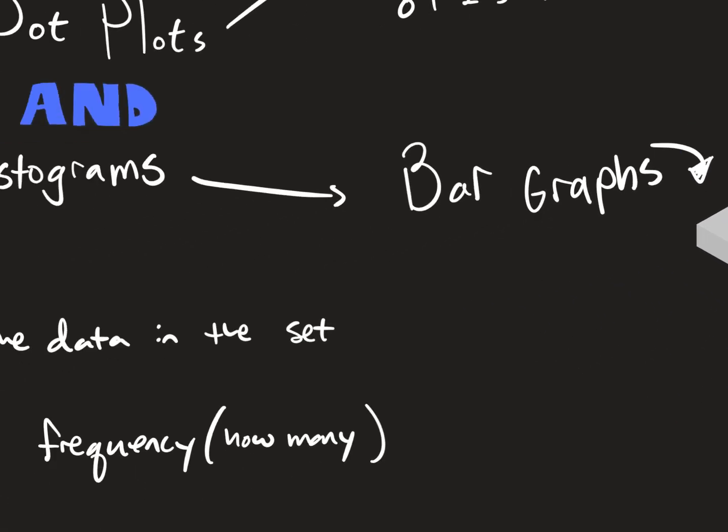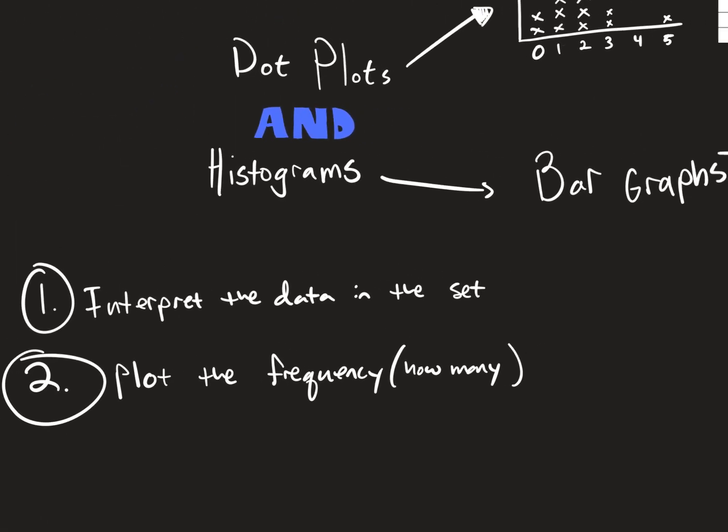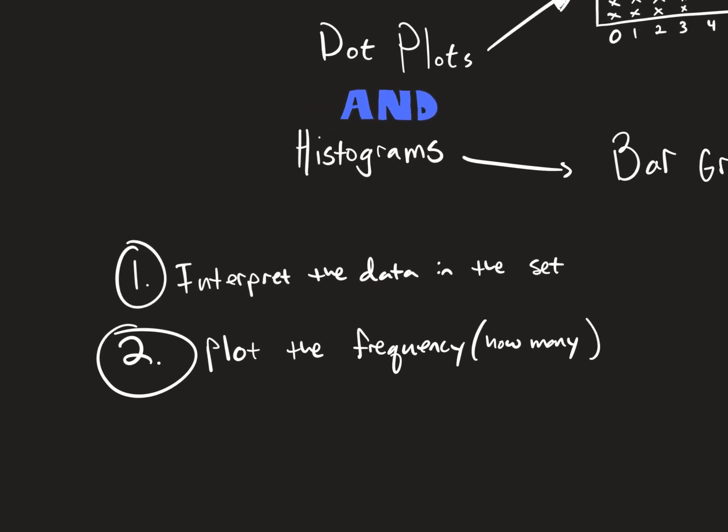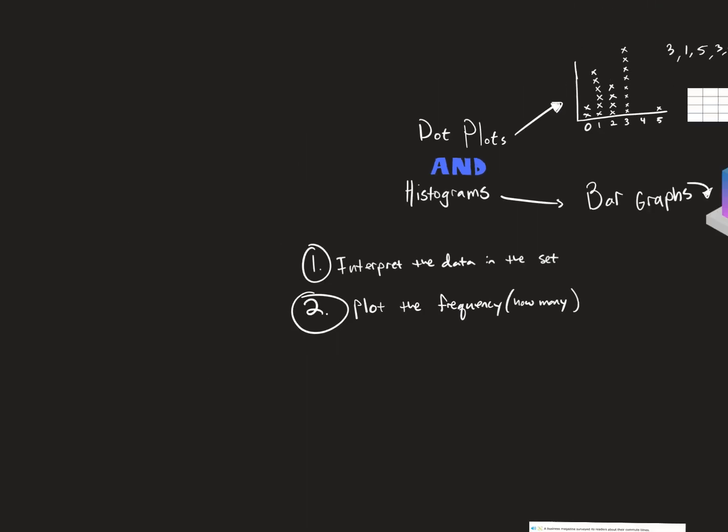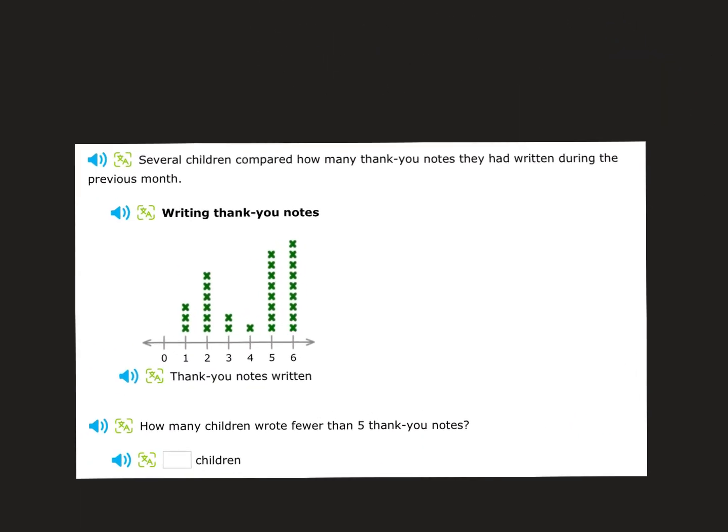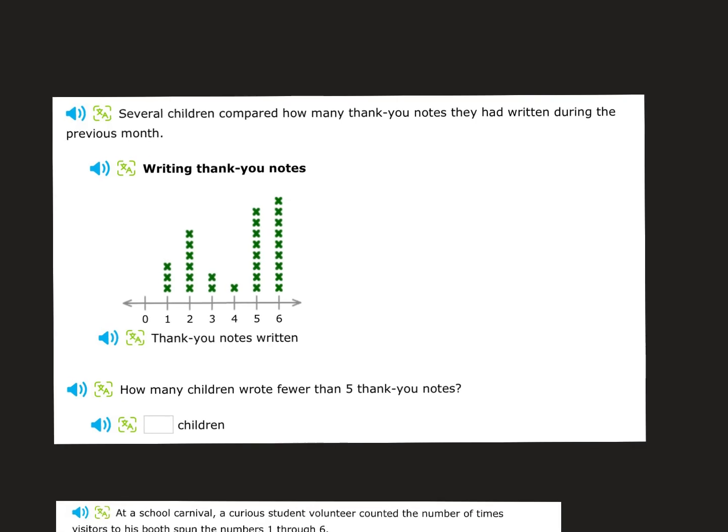So how we go about dot plots and histograms. Step one, what we want to do is interpret the data within the set. So we see the trends, what's high, what's low, where's the halfway point, that sort of stuff. And then two, plot the frequency, how many there are within each of the sets. So I have a couple questions here, and we'll get going.